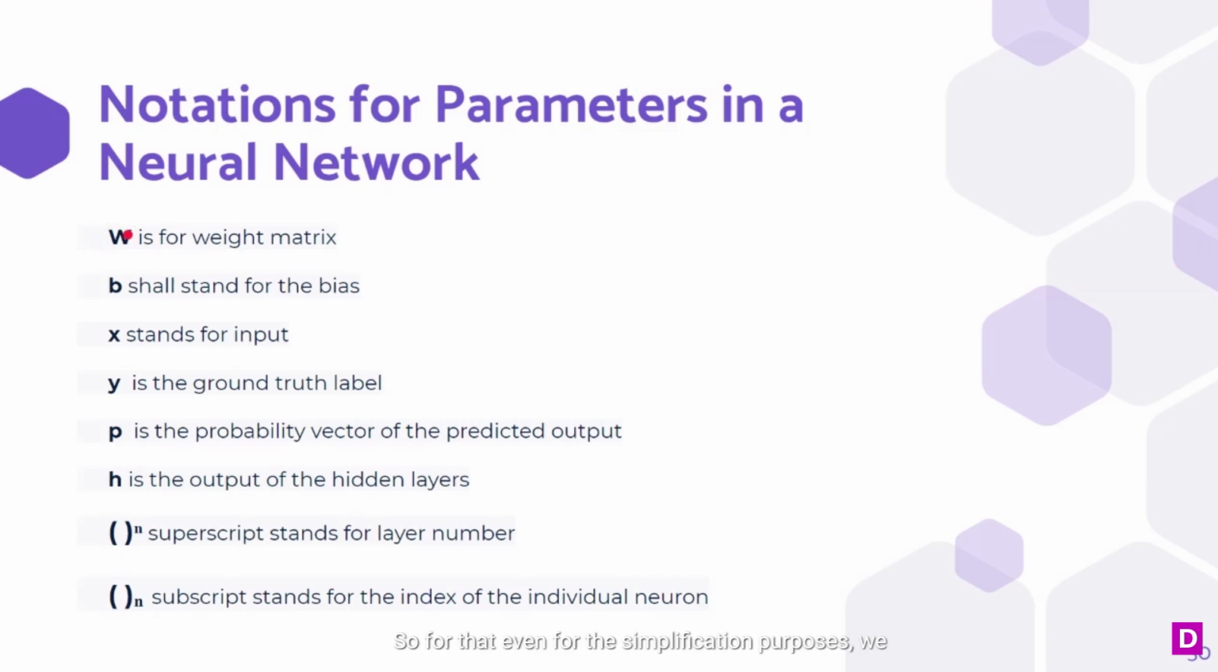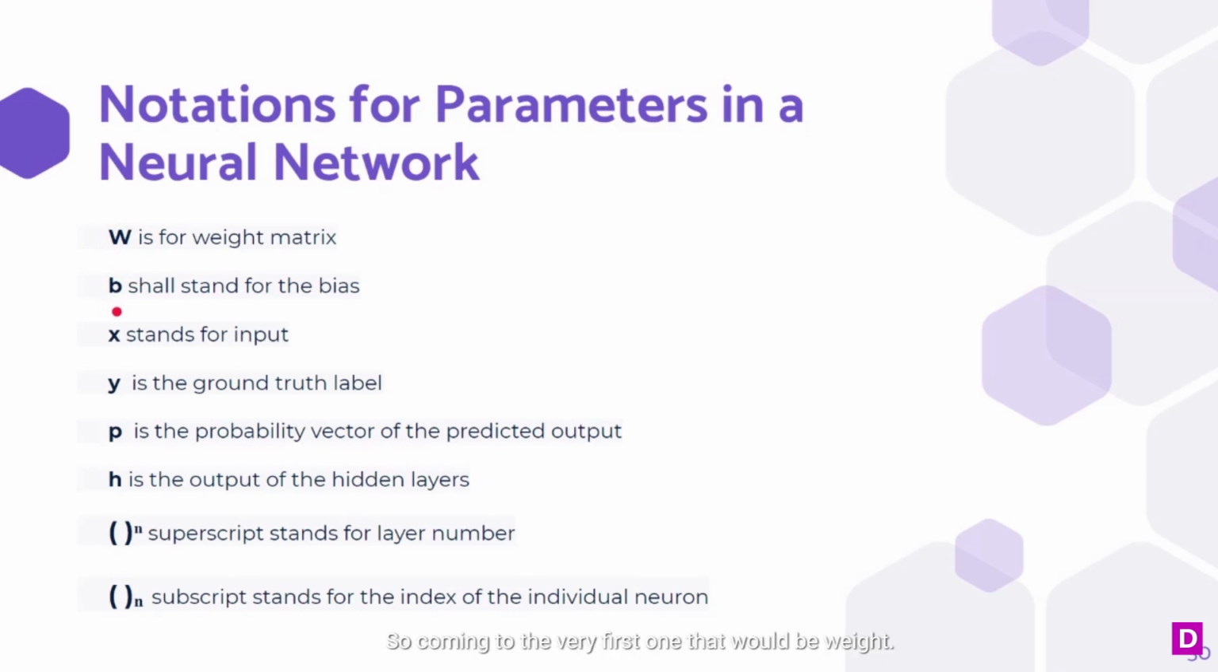So for simplification purposes, we will follow a certain representation for the identification of individual parameters and hyperparameters in a given neural network. So let's start with the notation for the parameters in neural networks. These are all the standard notations which we will follow throughout the study of neural networks.